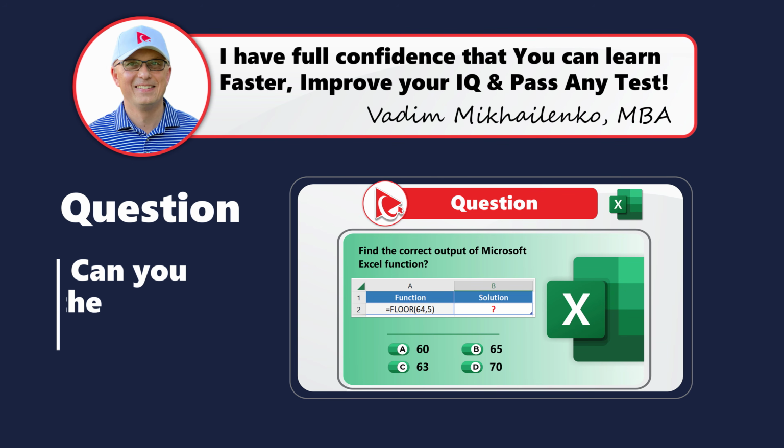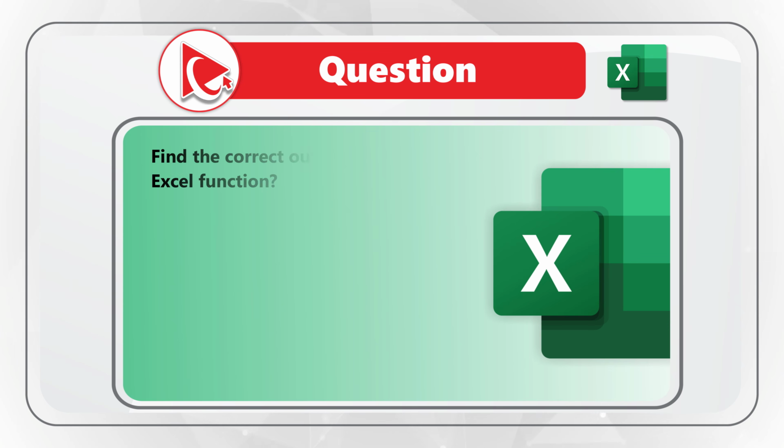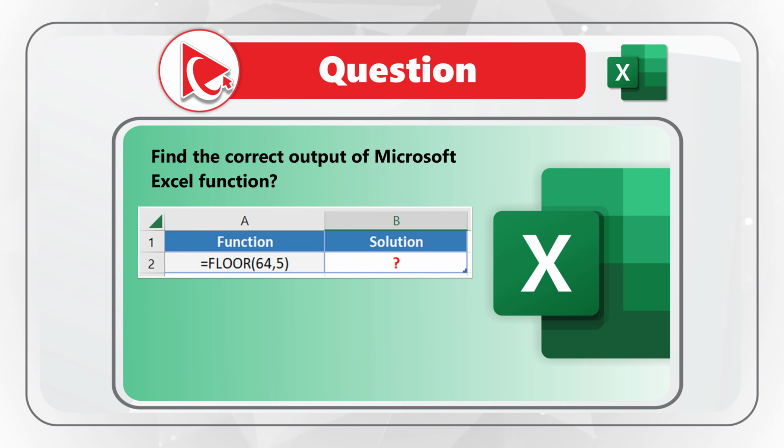Here's an amazing question we see on the test more and more often. You need to find the correct output of Microsoft Excel function, and you're presented with the statement equal sign, FLOOR, and then in parentheses 64,5. You have four different choices to select from.